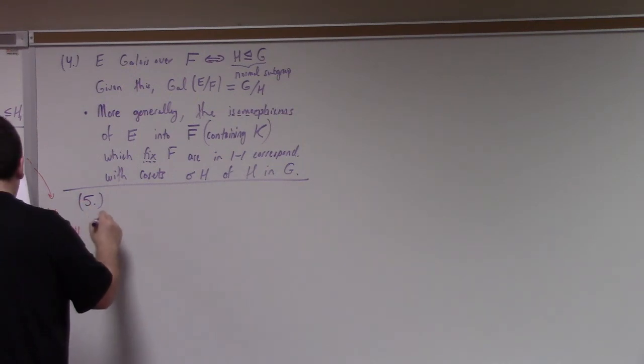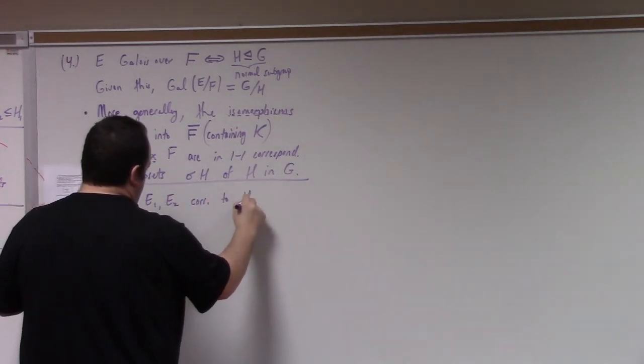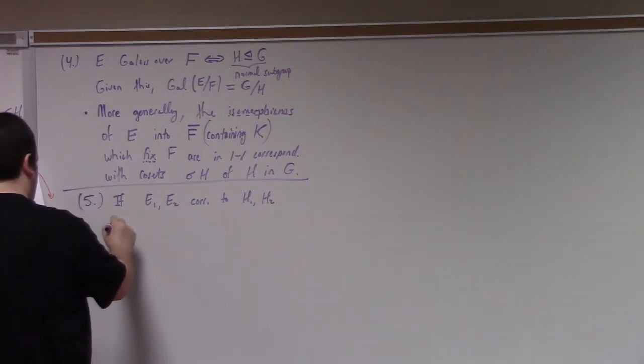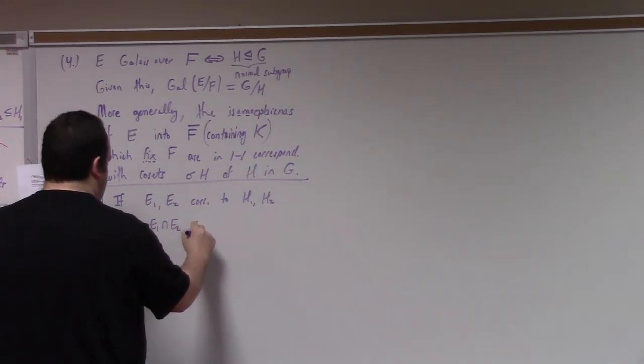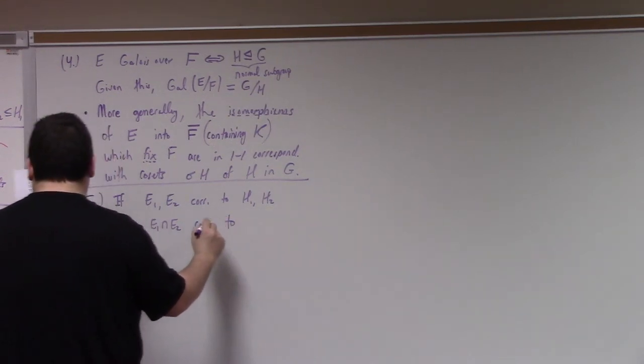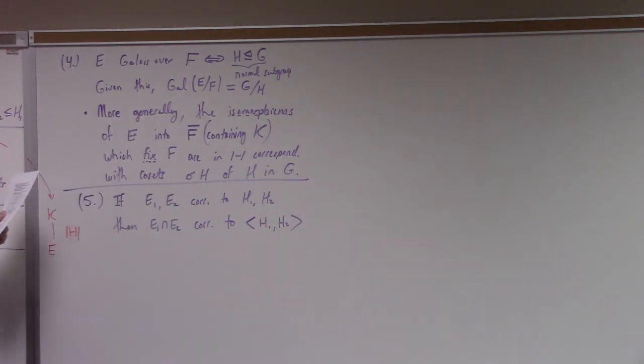Anyway, 5: if E1, E2 correspond to H1, H2, then what? Oh, intersections. Then E1 intersect E2 corresponds to the, what's this thing called? The subgroup generated by H1 and H2, right? I'm trying to remember the name in group theory for that. If we take two subgroups and look for the group which is generated by taking all of those things together, what's that called? It's not the intersection, right?